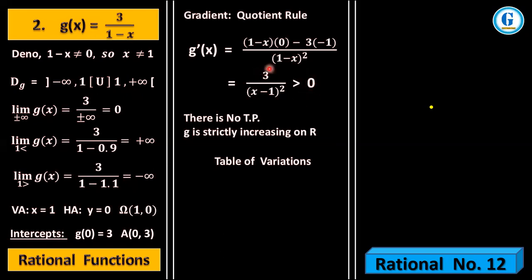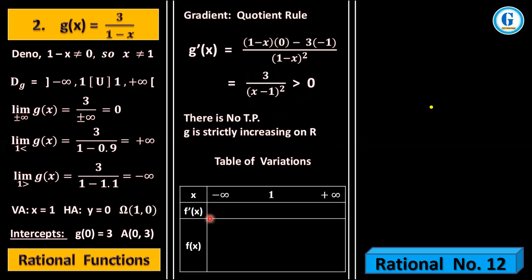Now, there is no variable in the numerator of the gradient function. There is no x here, so there is no turning point. So the two things you see here is that for the monotonicity of this curve, g is strictly increasing on R, and secondly, there is no turning point. And this brings us to a variation table from the domain of definition. We have from negative infinity to 1 to positive infinity. And x equals 1 is the line of the vertical asymptote. So I'm going to put a solid bar here to indicate that this is a vertical asymptote.